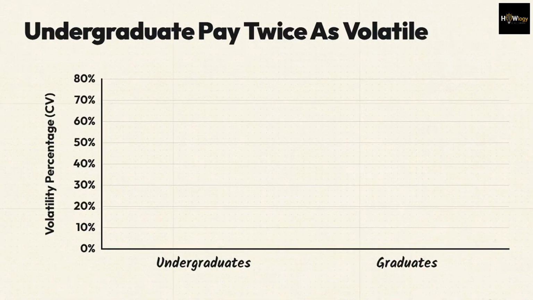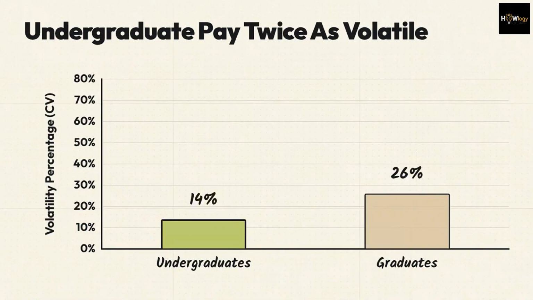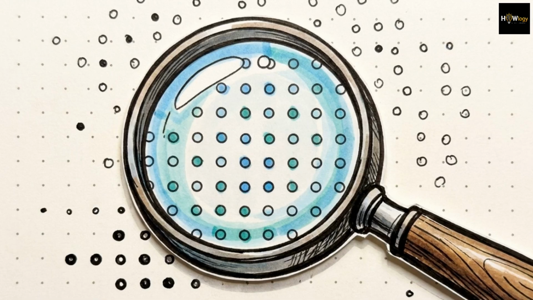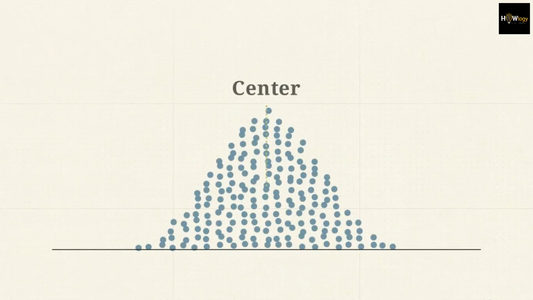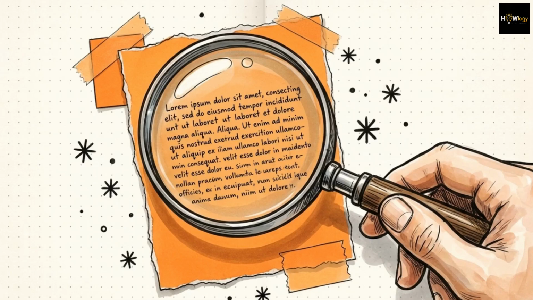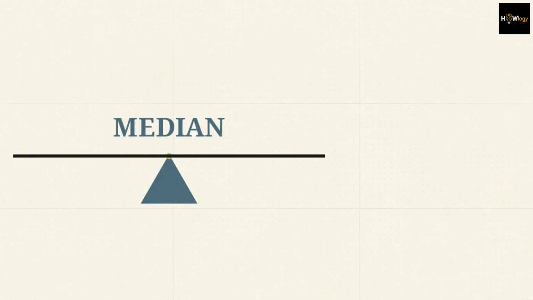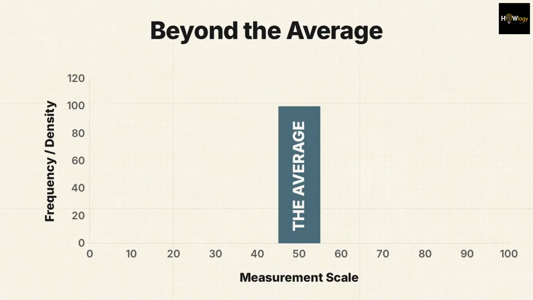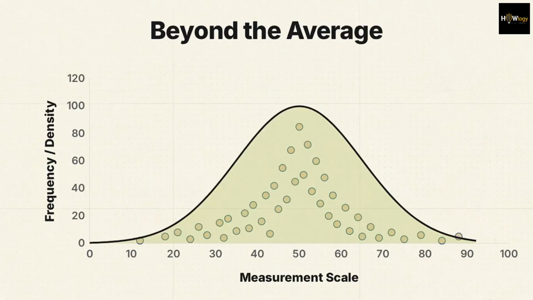When we apply the CV, we see the real relationship. The undergraduate salaries are actually twice as volatile and unpredictable as the corporate ones. Analytical comparison requires adjusting our mathematical lens to account for the underlying scale of the data. Every dataset is defined by 3 distinct dimensions: its center, its spread, and its physical shape. The next time you see a simple average in an advertisement or a news article, look past the single number. Ask for the median to find the true middle, and the standard deviation to see how much that middle actually matters. Until you can see the complete anatomy of the numbers, you are only seeing half the story.